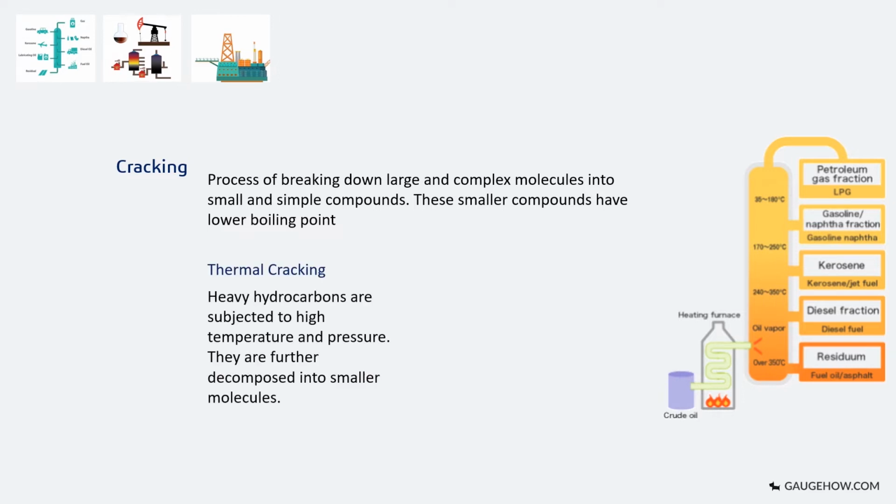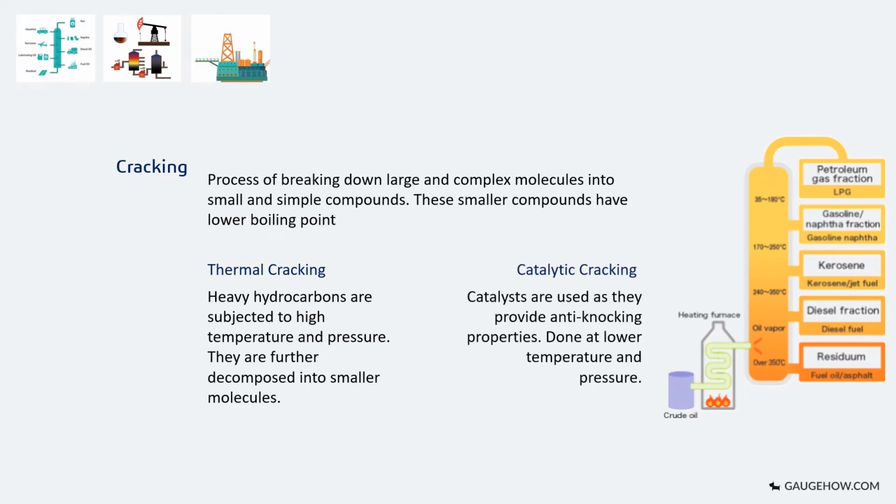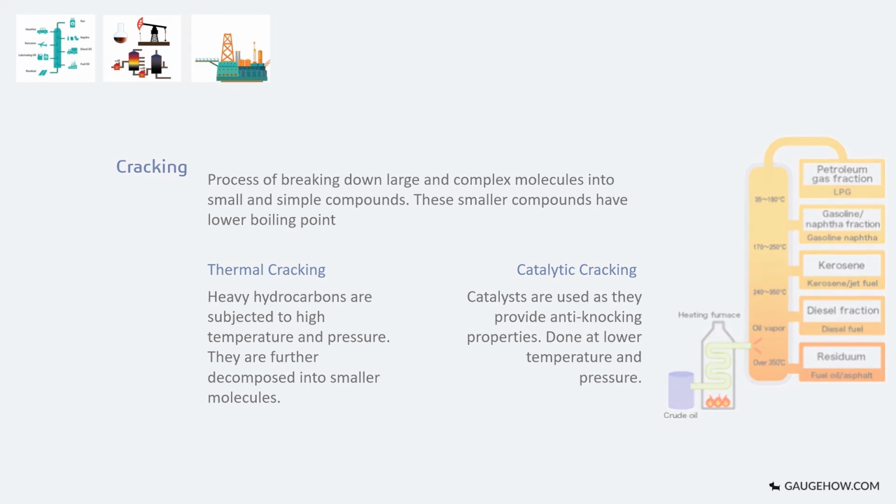Thermal cracking. This type of cracking subjects the heavy hydrocarbons to high temperature and pressure. These are further decomposed into smaller molecules. Catalytic cracking. This type of cracking makes use of some catalysts because catalysts provide better anti-knocking properties. This is done at lower temperature and pressure.